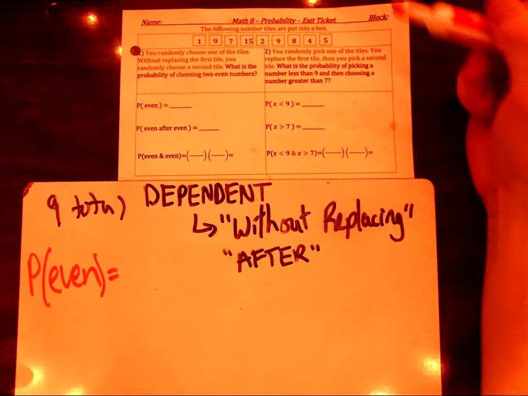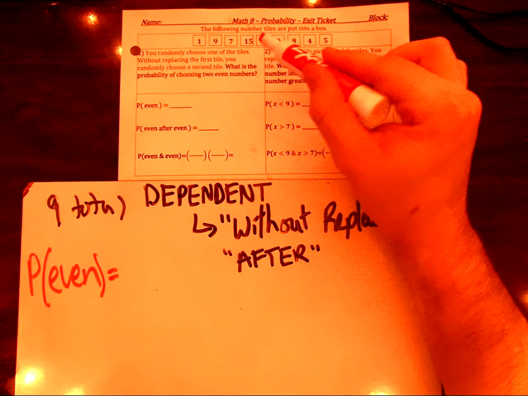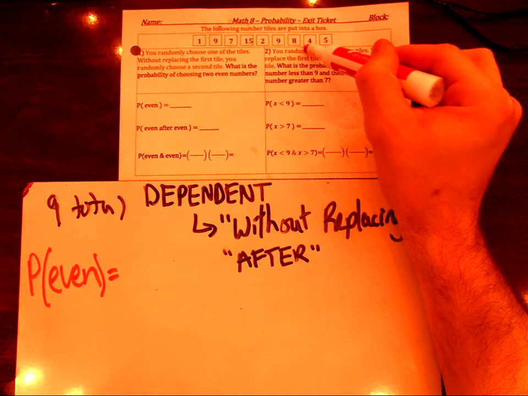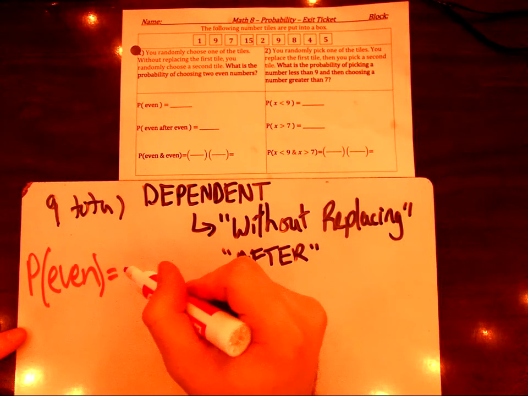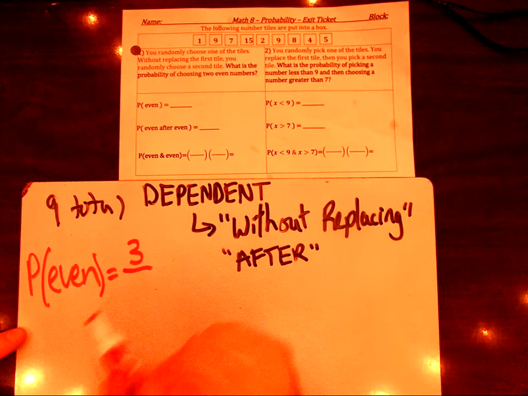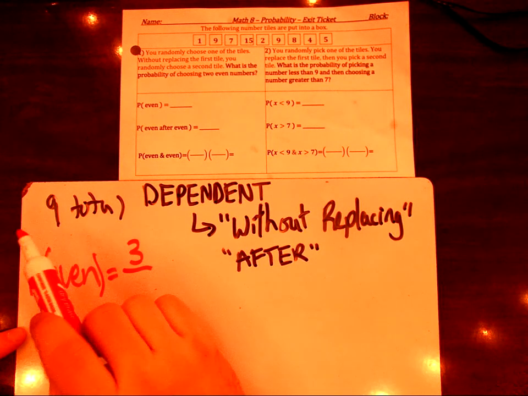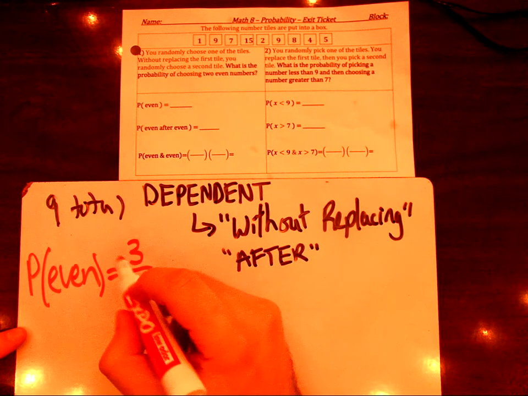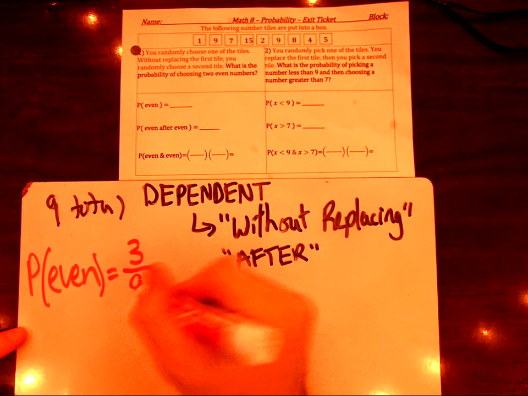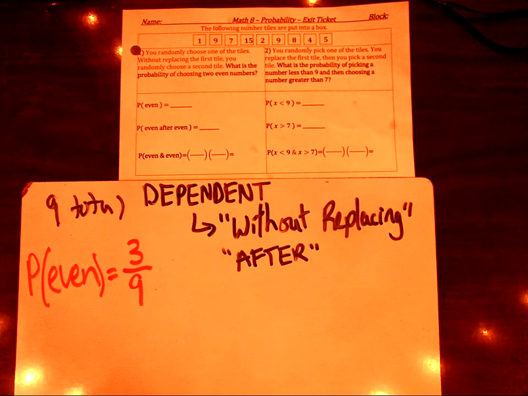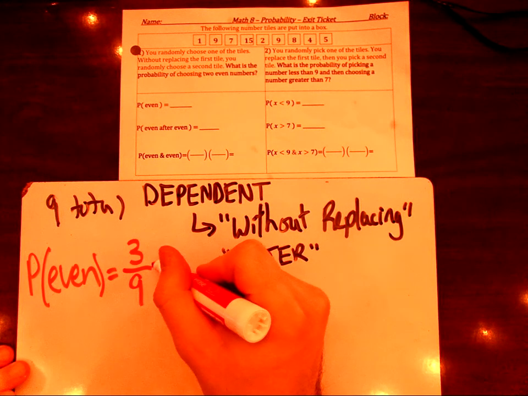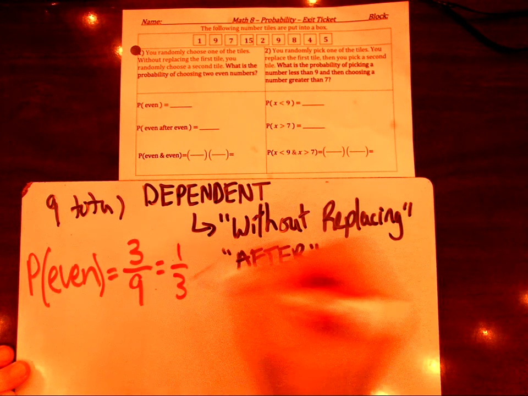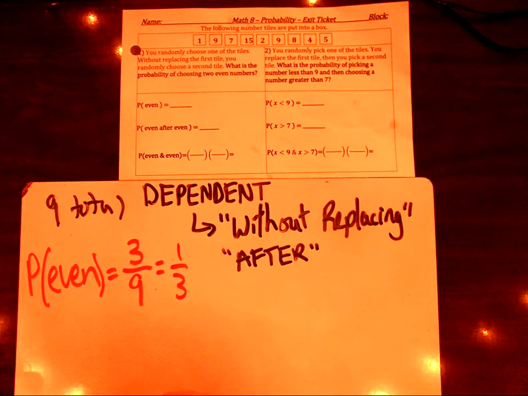So how many even numbers are there? Well, there's 1, 2, and 3. So that means I'm going to have 3 even numbers, out of the 9 total tiles. So I have 3 over 9. Again, I can simplify that like this. Again, I divide by 3 over 3. So this is equal to 1/3. So that's going to be our first probability.